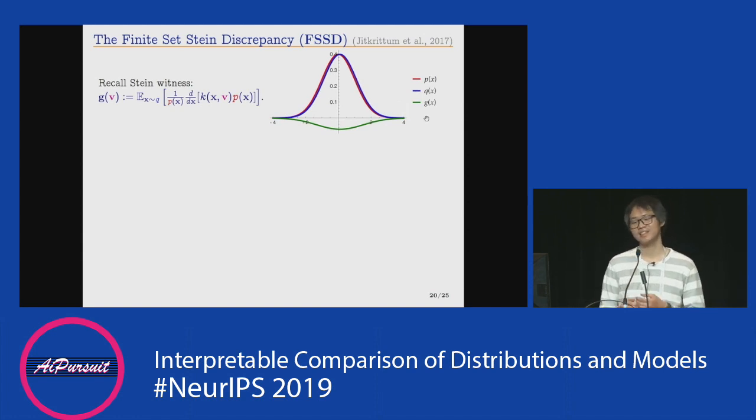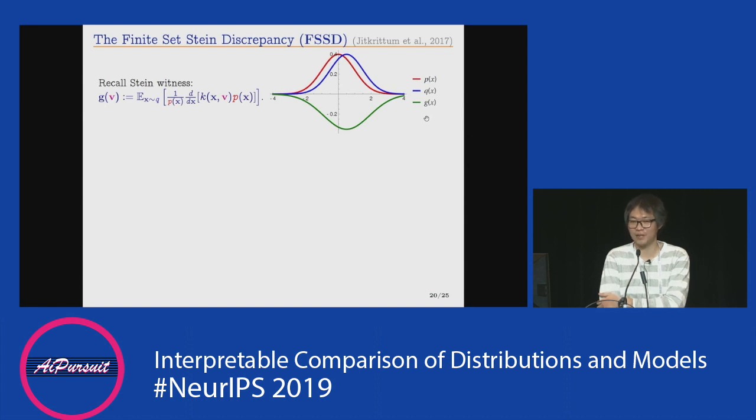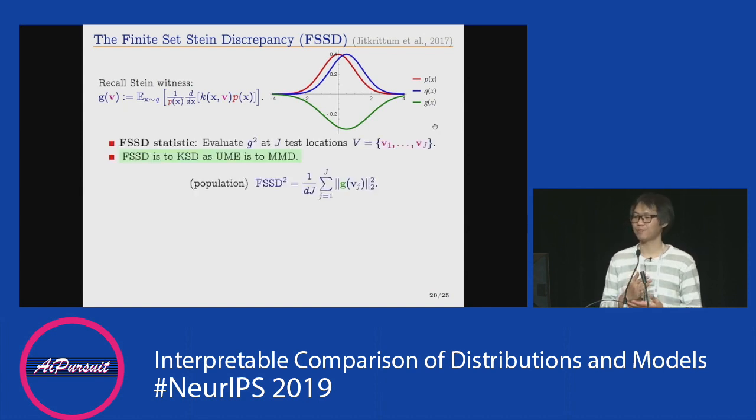This actually suggests that we can also just take G and evaluate at some test locations. So remember this familiar idea from UME is exactly the same idea here. One can also take this Stein witness function, G, and evaluate at some finitely many test locations, V1 to VJ, where these are just points in the data domain. And again, we can also optimize these points, and later these points will show you where P and Q differ. Okay, so if you do this, it's known as the finite set Stein discrepancy, or FSSD.